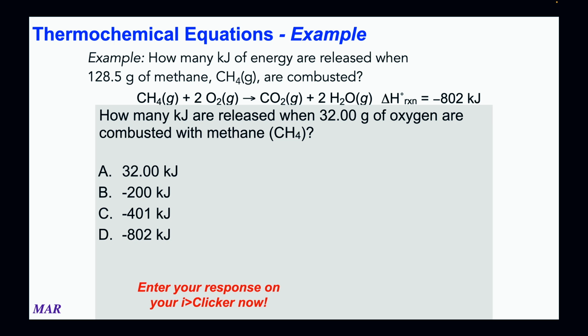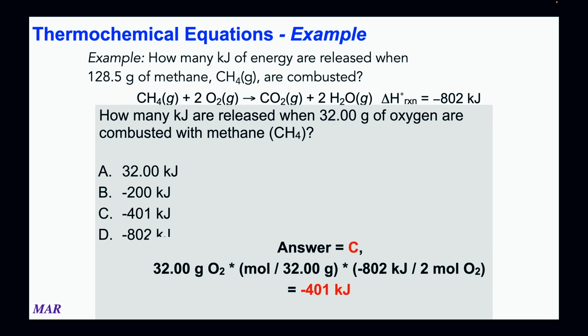However, in the reaction itself, it says that there's 2 moles of oxygen burned per 802 kilojoules. Now we have 1 mole of oxygen, and there's 2 moles of oxygen for every minus 802 kilojoules. So we're going to take that 802 and divide by 2. The answer here comes out to be minus 401 kilojoules of energy. So again, grams to moles is the first part. And then 2 moles of oxygen are burned for every minus 802 kilojoules that come out, minus 401 kilojoules.